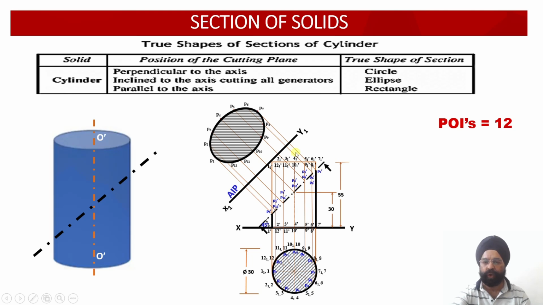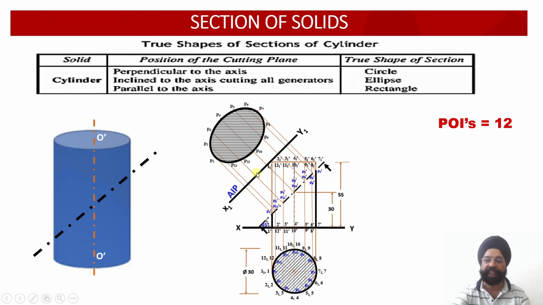Whenever we look from the top, all these cutting points are going to coincide with the vertical edges, that is 1 dash and 1 dash, 12 dash and 12 dash, similarly 10 dash and 10 dash. All the vertical generators are there, so all the points will be located on the vertical generators. The top view will not be able to comprehend in which direction I am going to cut this particular cylinder. So this will be the apparent shape of the cut section.